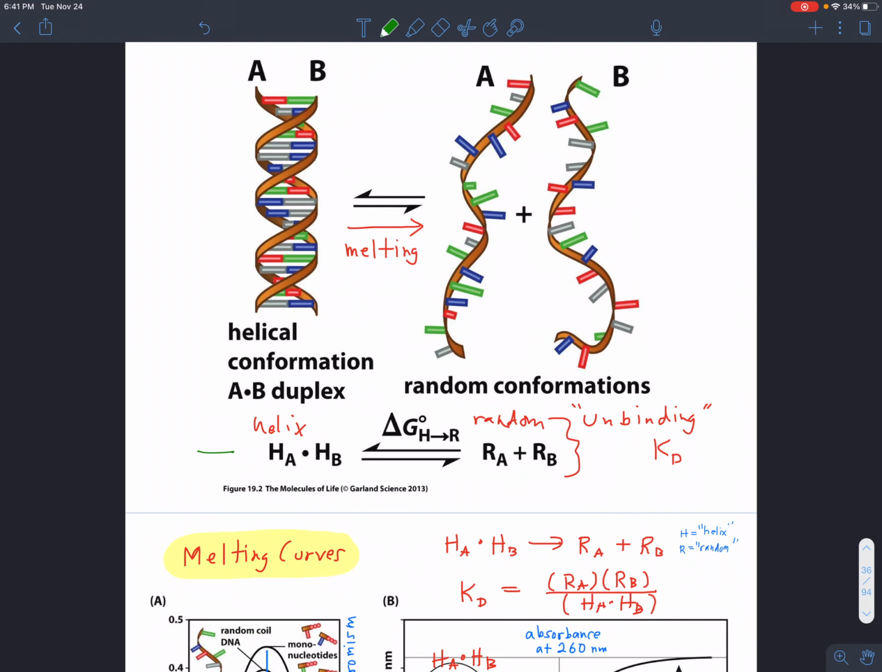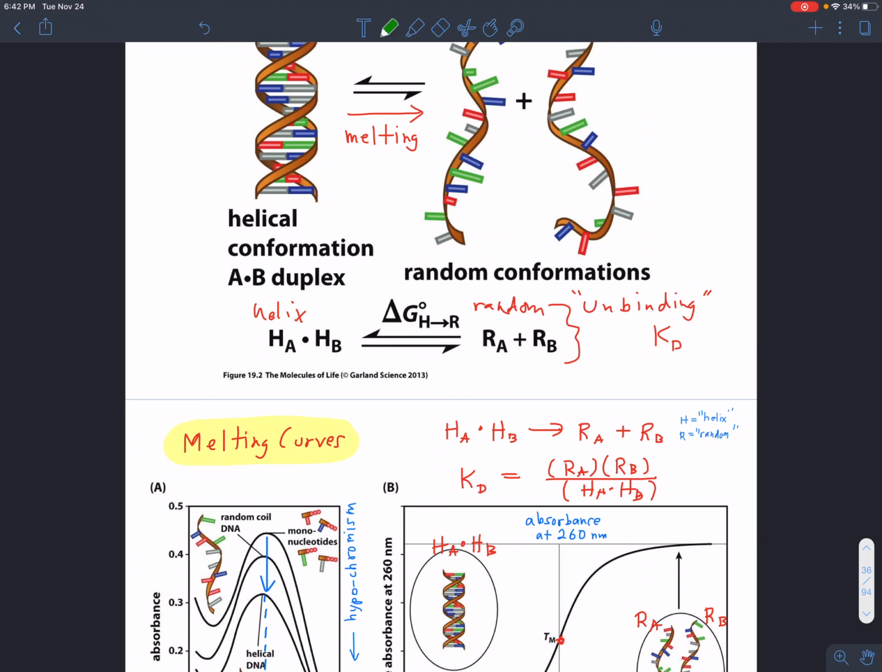It's really the reverse reaction. Instead of going from the single-stranded DNA to the double-stranded, we're going the other way. We're going from the double-stranded DNA to the single-stranded DNA. The reason for doing that is it's easy. You just start with the double-stranded DNA already in solution. You heat it up until it melts, right? That's called the melting reaction.